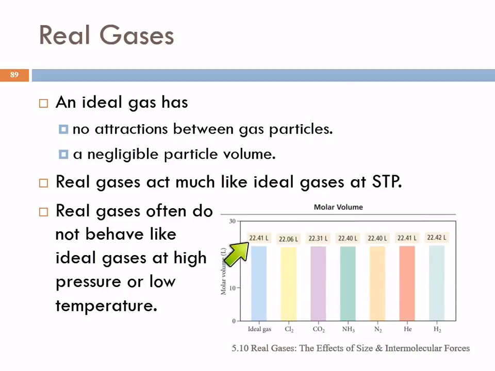Here's the ideal gas, 22.41 liters. And we see chlorine, carbon dioxide, ammonia, nitrogen, helium, hydrogen. They're all very close to an ideal gas. Now, chlorine and carbon dioxide are the most off, but these guys are really, really close at standard temperature and pressure.